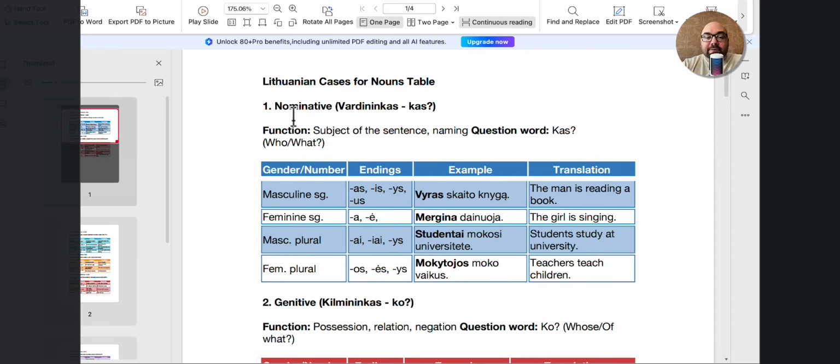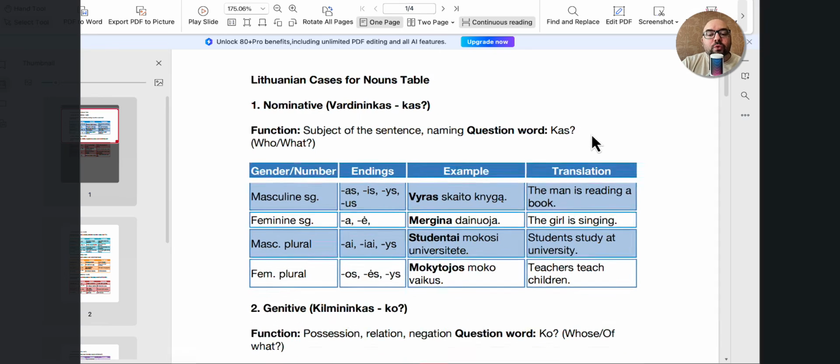For example, we have the nominative case. That is vardininkas, and it answers the question kas, right? The function is the subject of the sentence. Basically, who is the doer of the action? The question word is kas, and that is who or what.